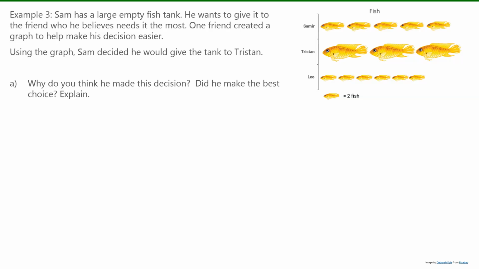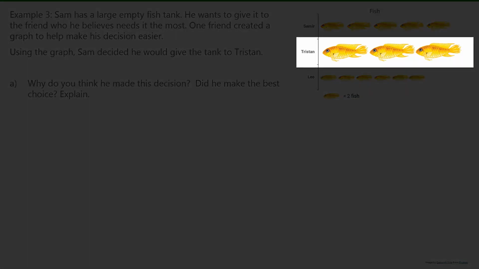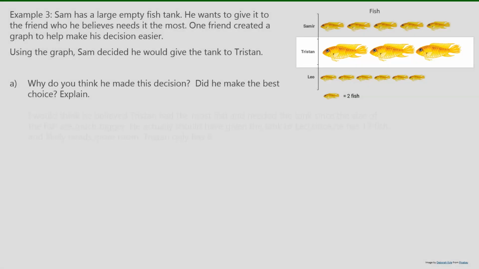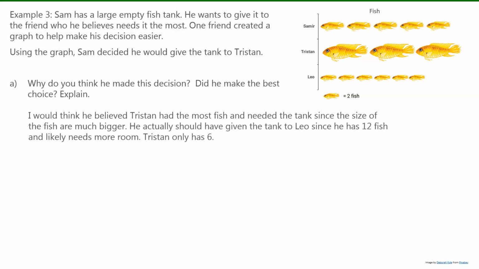Explain. Well, when I look at this graph, the first thing that I notice is that the fish in Tristan's category are extremely large. So I would think that he believed Tristan had the most fish and needed the tank since the size of the fish are much bigger. He actually should have given the tank to Leo, since Leo has 12 fish, so he would likely need more room. Tristan actually only has 6 fish.